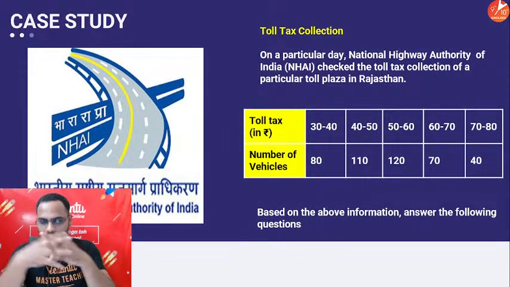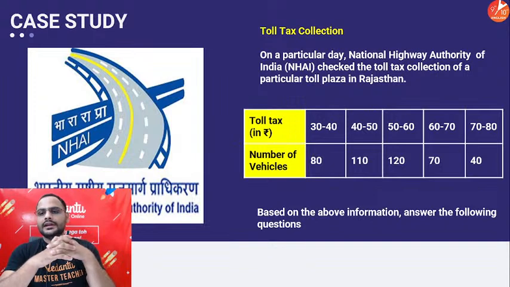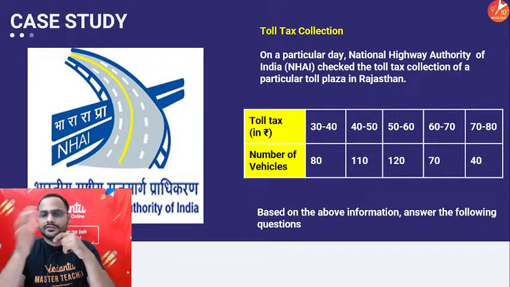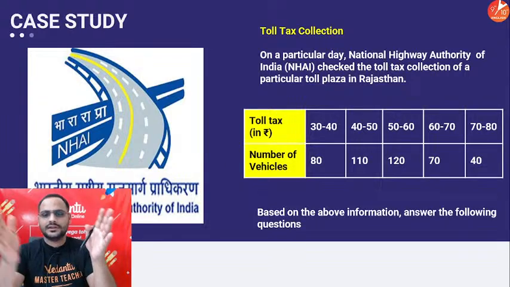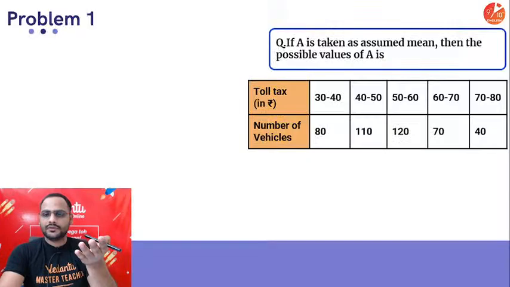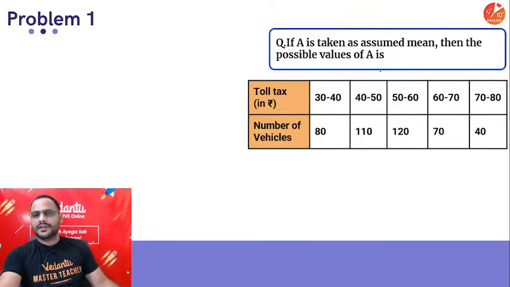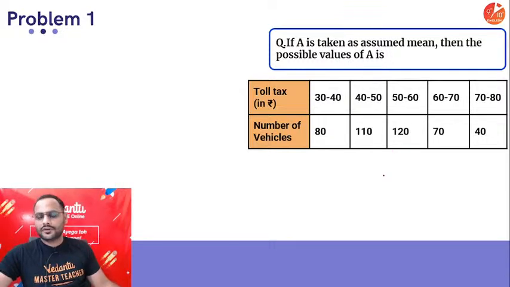Next, look: on a particular day, the National Highway Authority of India (NHAI) checked the toll tax collection of a particular toll plaza in Rajasthan. The table is given over here. First thing, if A is taken as the assumed mean, then what are the possible values of A?